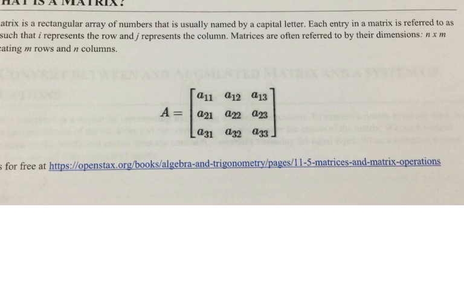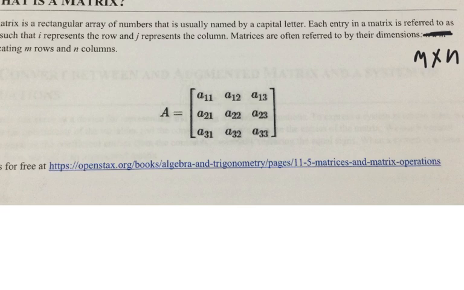Matrices are often referred to by their dimensions as an n by m, indicating there are m rows and n, that's backwards. If it's an n by m, there are n rows and m columns. Okay, look, change this. Make this an m by n. That's the way we normally talk about it. M by n, where there are m rows and n columns.